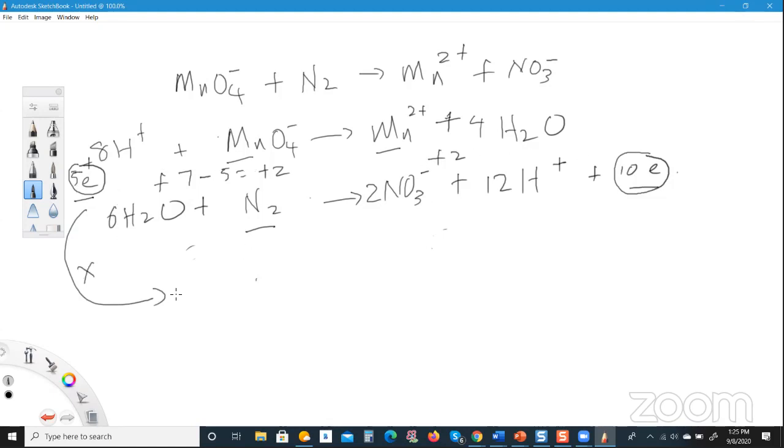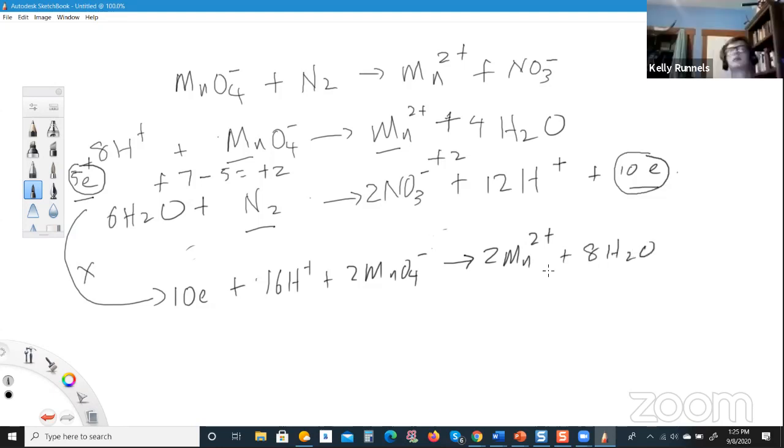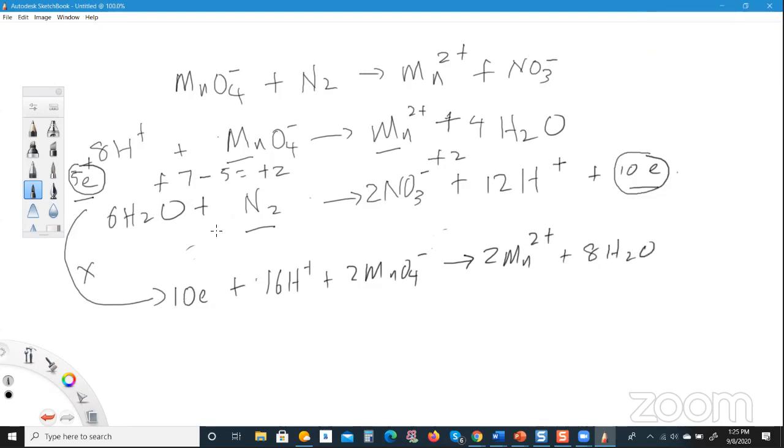So when you do that, you're going to get 10 electrons plus 2 times 8, 16 hydrogen ions plus 2 MnO4 minus. And then on the right side, you're going to have 2 Mn2 plus and 8 H2O. Right? And then you can do your cancellation. So the 10 electrons here and here will go. There's some other items that will cancel. For example, these 6 water molecules will cancel out 6 of these, leaving behind 2, right?